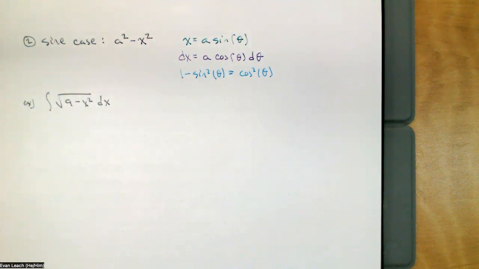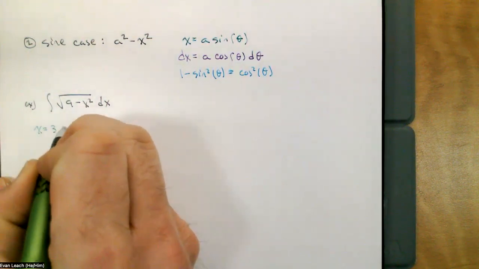Trading our 9 plus x squared for 9 minus x squared completely changes how we view the problem, because now we see a squared minus x squared. Now we think this is the sine case because 1 minus sine squared is cosine squared. In the previous one, we saw 1 plus tangent squared is secant squared. But in this one, I see 1 minus sine squared is cosine squared. So we'll make our substitution.